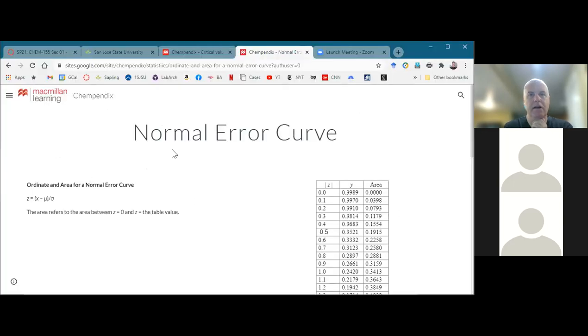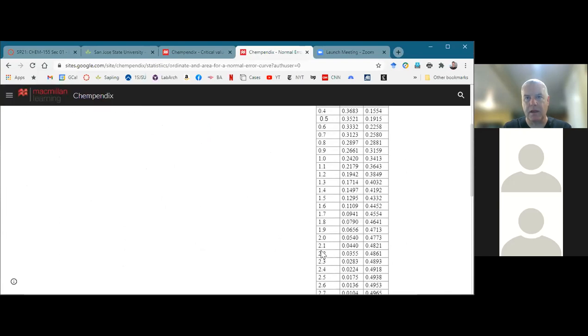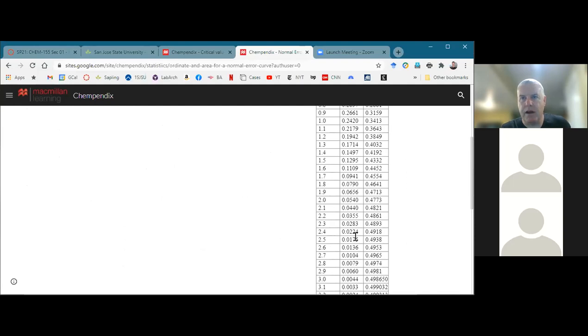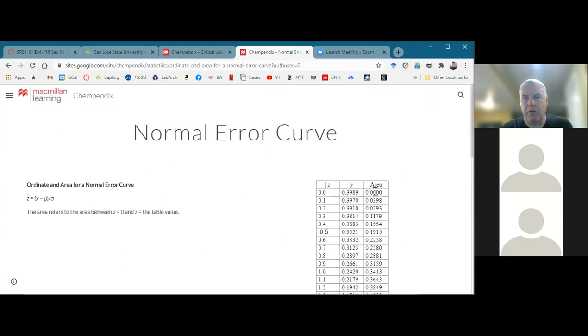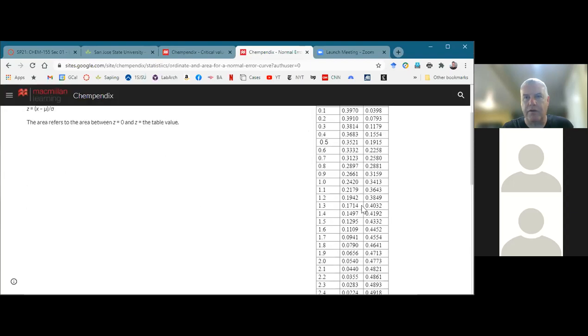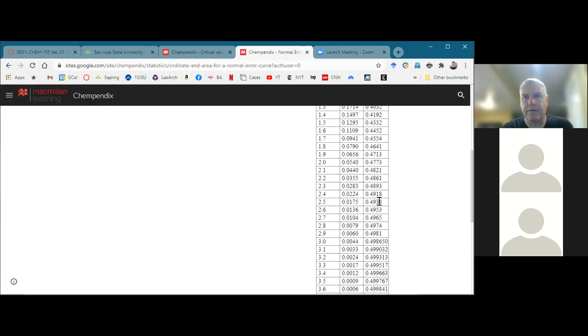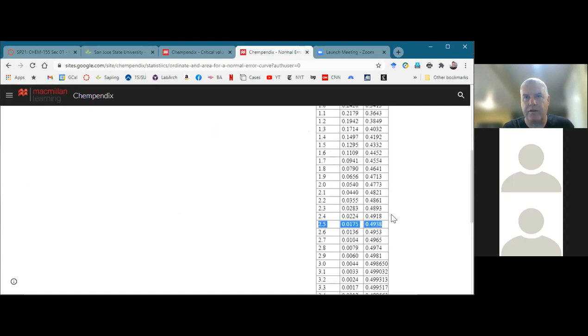There we go. So here's the normal error curve, right? And the thing about this is it's symmetric. And what we want is 2.5, right? We're going to look at the area corresponding to 2.5. And that area is 0.4938, and this maxes at 0.5, right?